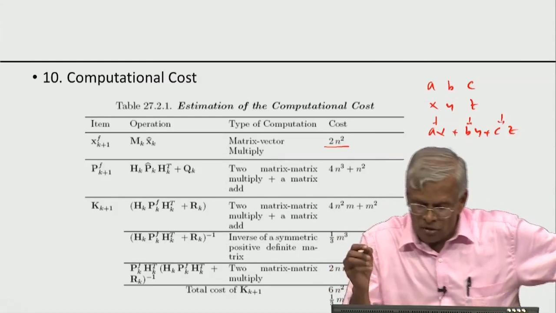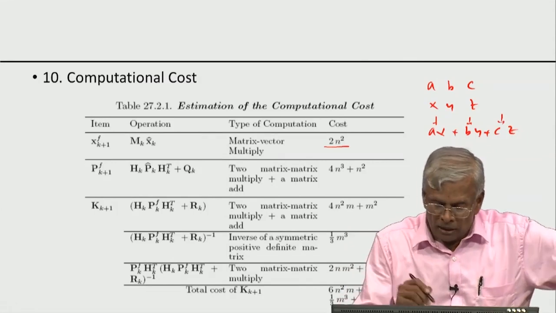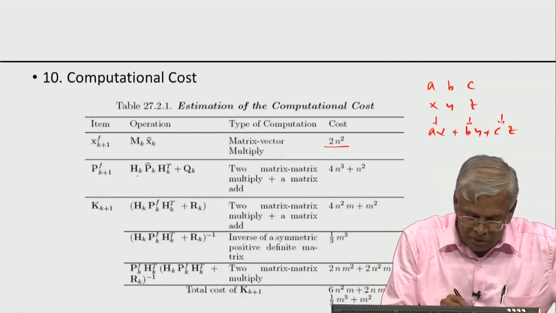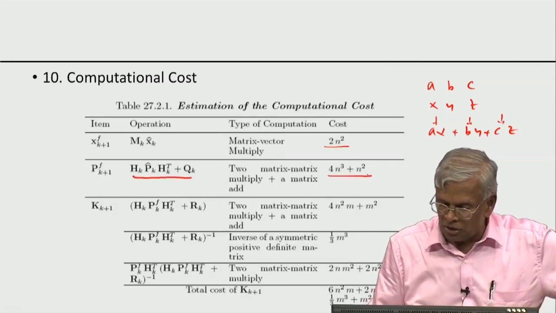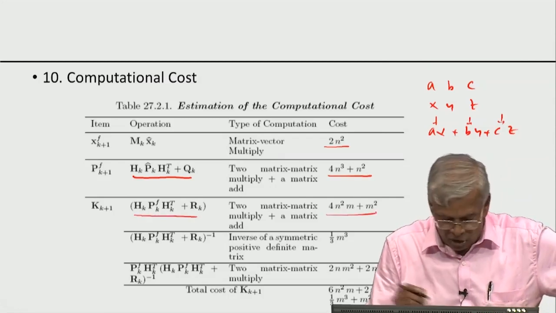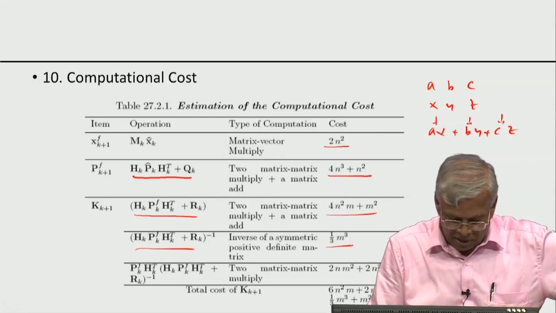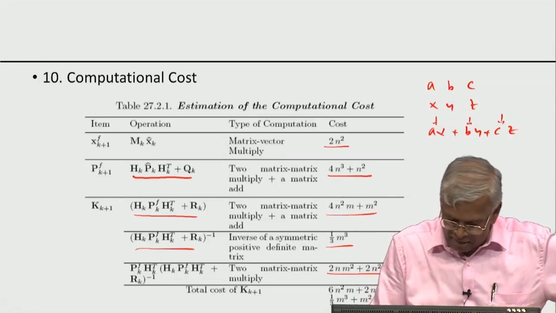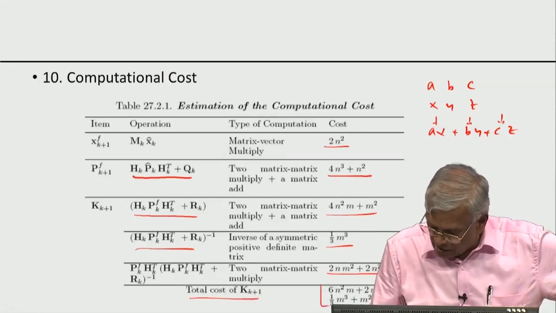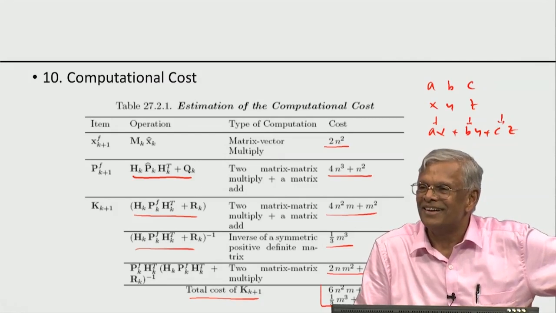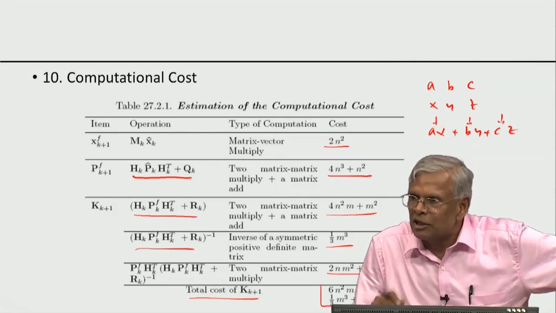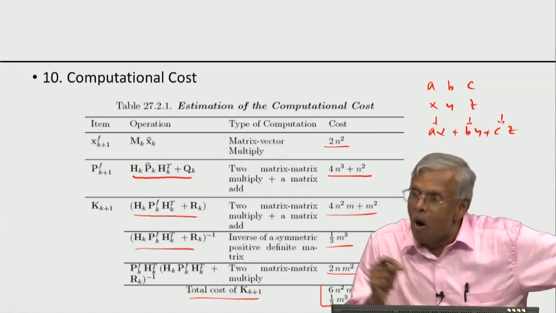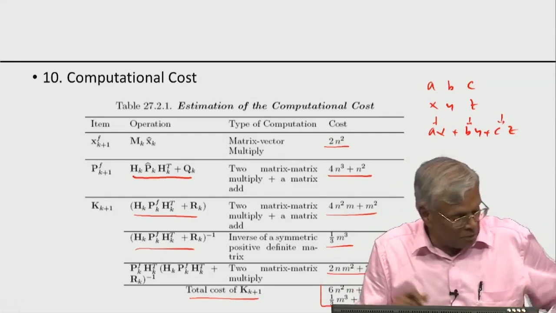Are you with me? Therefore, these are the basic number of operations. So matrix vector multiply is 2n square. To compute this quantity is going to take 4n cube plus n square, to compute this quantity is going to take this much time, to compute the inverse is going to take that much time, and to compute the Kalman gain is going to take this much time. So the total cost of computing the Kalman gain is given by this expression. This is the price you have to pay. That tells you the amount of addition, multiplication, subtraction, division you have to perform. Your computer must be able to perform all these in a short time. That means I may need more powerful computers.